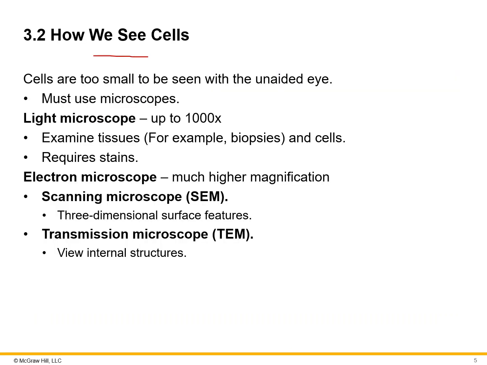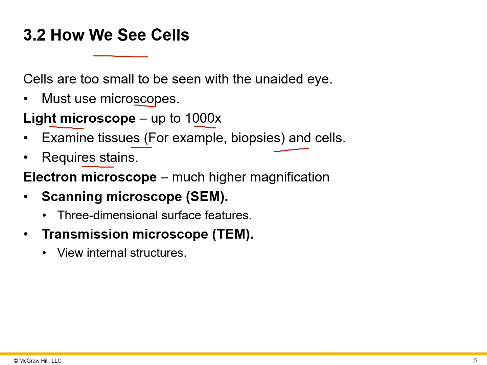So how we see cells. Cells are microscopic, so we need a microscope to see them. A little bit about the different types of microscopes. Light microscopes go up to about 1,000 times the actual size. This is good for looking at various tissues and doing biopsies and looking at different cells. Now, it does require some stains for most of these, so you can actually see like the nucleus or organelles within the cell.